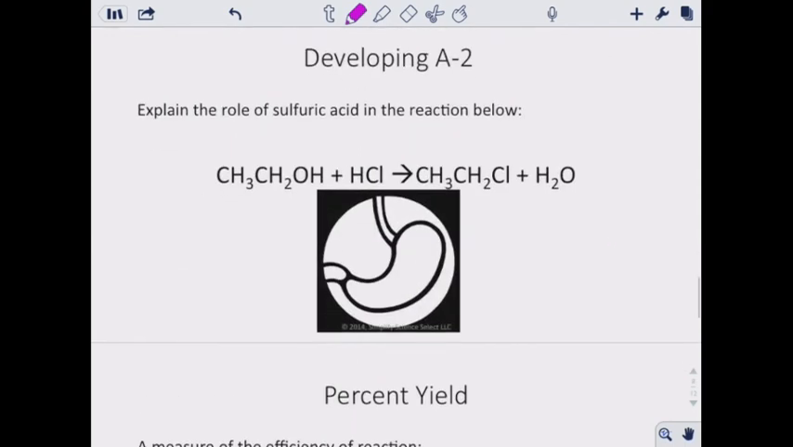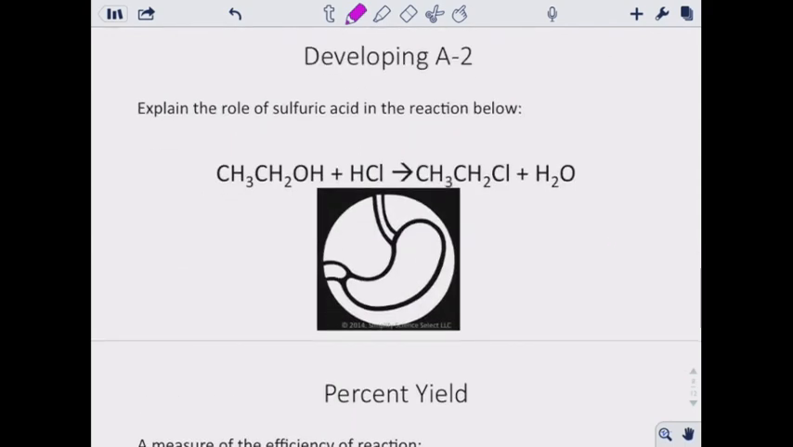Our next example says, explain the role of sulfuric acid in the reaction below. When we look at sulfuric acid, H2SO4, it should be written over the arrow. Anything that's written above the arrow is a catalyst. And when you have a catalyst, remember, the sulfuric acid will remove the OH from the molecule and form a positive carbon.